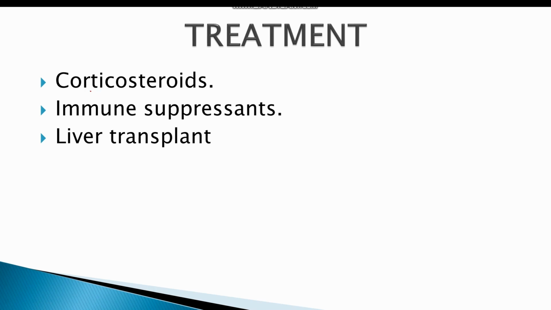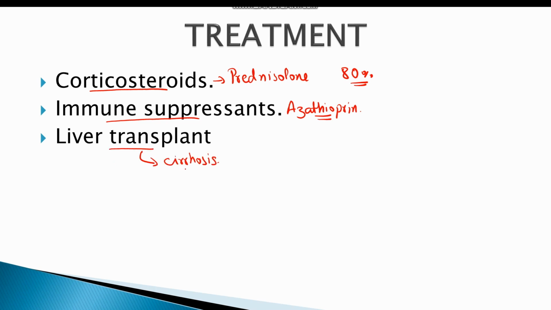The disease responds well to corticosteroids such as prednisolone, and remission can be achieved in almost 80% of the cases. Moreover, certain immunosuppressants such as azathioprine are also used. Liver transplant is done in cases of liver cirrhosis. There is a 20% recurrence rate of autoimmune hepatitis even in cases of liver transplant.